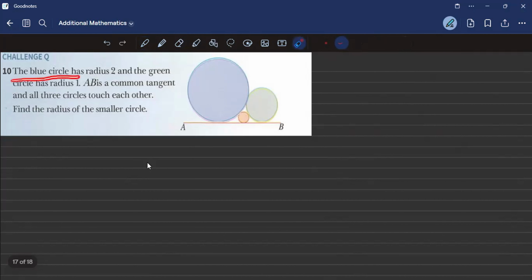So the blue circle has a radius of 2 units. They've not told us centimeters or meters, they've just told us that it's 2 units. And the green circle has a radius of 1 unit. So AB is a common tangent and all 3 circles touch each other.